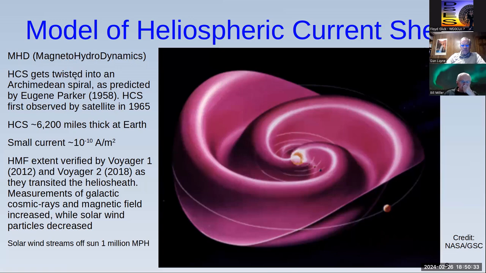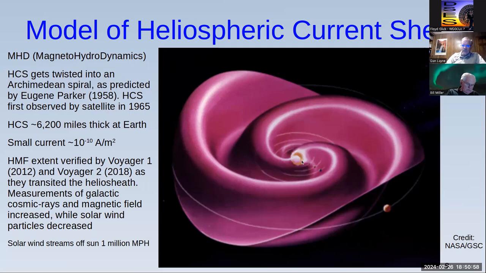And this heliospheric current sheet gets twisted into an Archimedean spiral. This was predicted by Eugene Parker in 1958. He was at the University of Chicago. Then when we started launching satellites in the 60s, this was one of the things they discovered. This was first observed by satellite in 1965. They did observe this actual current sheet.